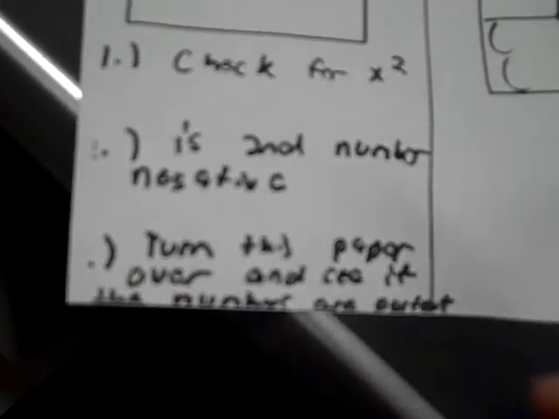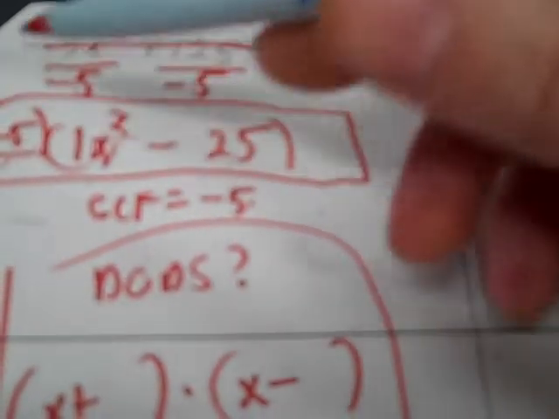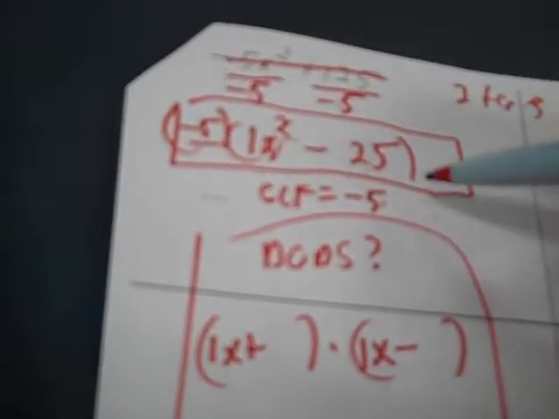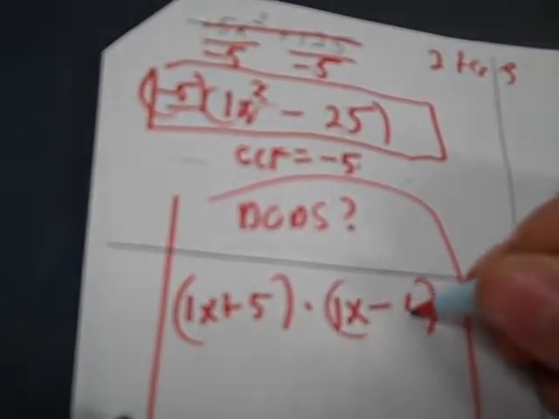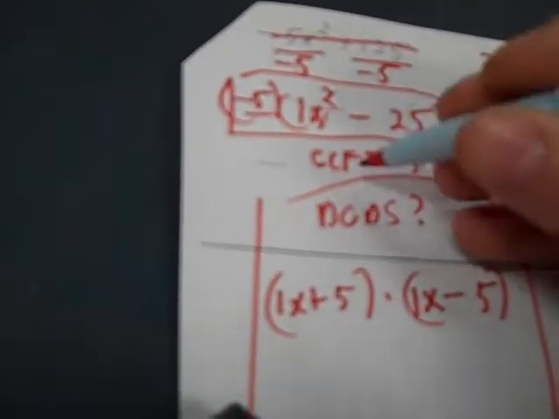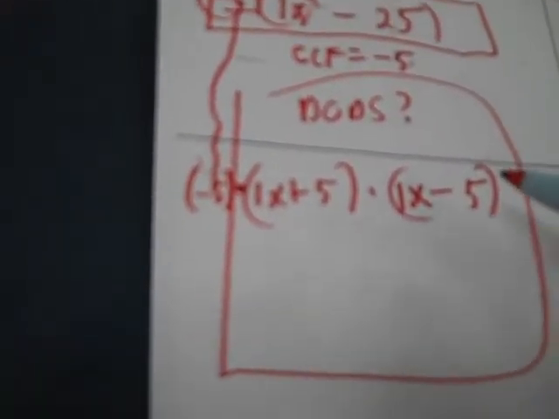Turn this paper over and see if they're perfect. Remember, I'm looking at 1 and 25. I don't care about 5. He's out. 1 is 1, 1. So 1x, 1x. And 25 is perfect because he's 5 and 5. So 5, 5. Now, in this one you did have a GCF, so you just put him down here in front of the two parentheses. So negative 5 times the parentheses 5, 1x plus 5 times parentheses 1x minus 5. If I made you multiply that out, things would add to 0 and come up here.